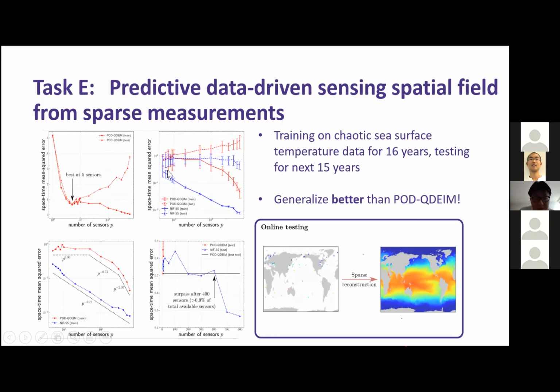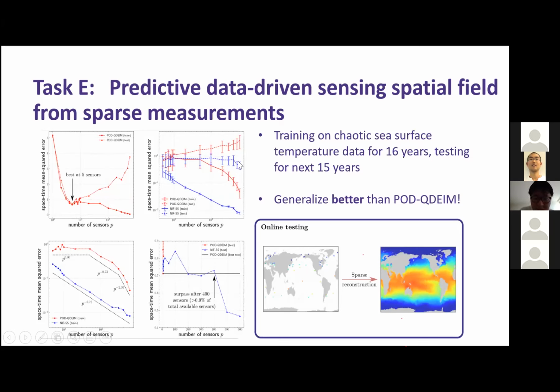It's pretty embarrassing. However, when we use NIF and increase the number of sensors, we found that NIF can generalize better than POD-QDEIM. Just look at these blue curves. Obviously, the solid blue curve converges much faster than the red solid curve, because our model is nonlinear, so we fit the training data much better. We fit much faster than them.